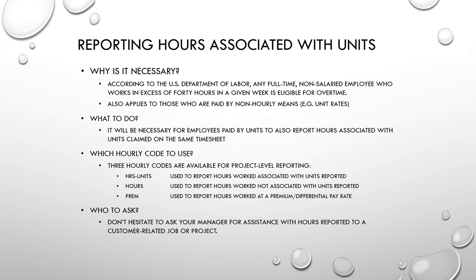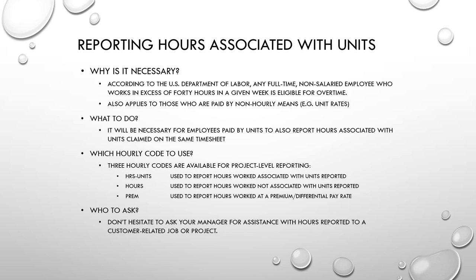First is the hours-units code, which will be utilized to report hours associated with the completion of work being claimed using a bid unit code. For example, ASV 01, LG 1111, EN 35, etc. You will need to enter both the hours-units hourly code and the associated bid unit code on the same timesheet. Second is the hours code, which should be utilized when reporting project-related hours not associated with the completion of work not covered under a bid unit.